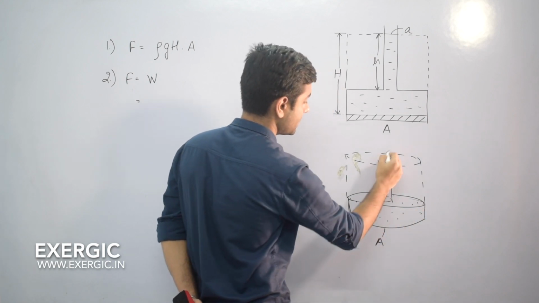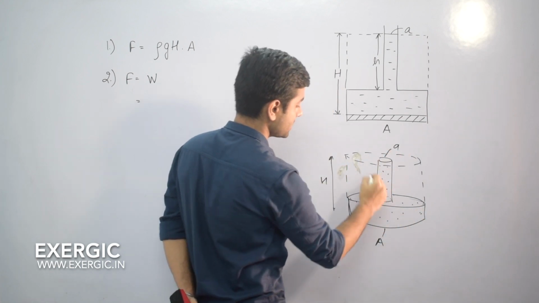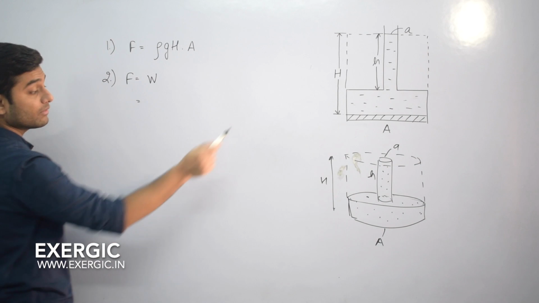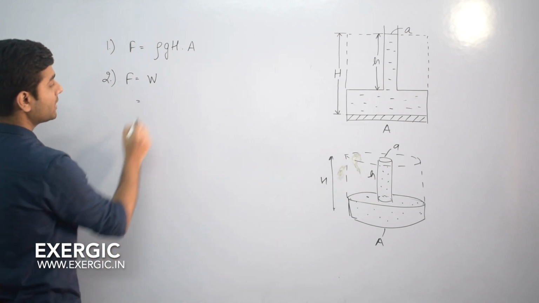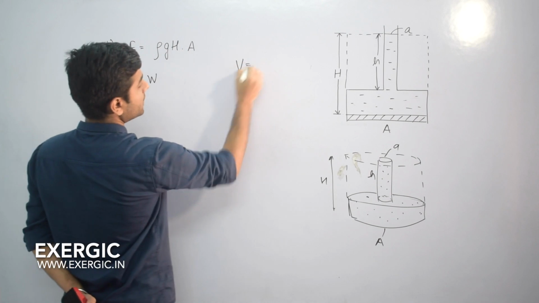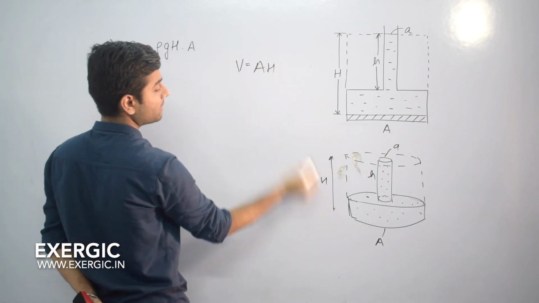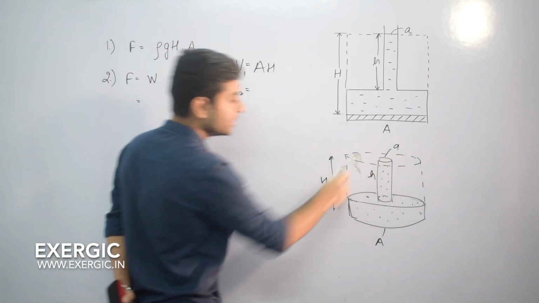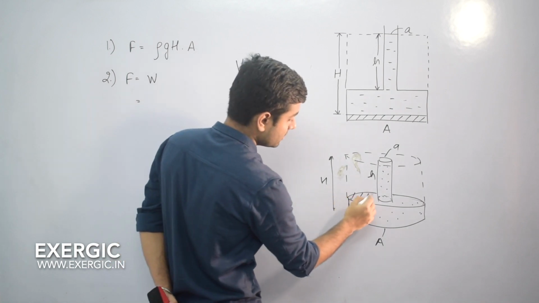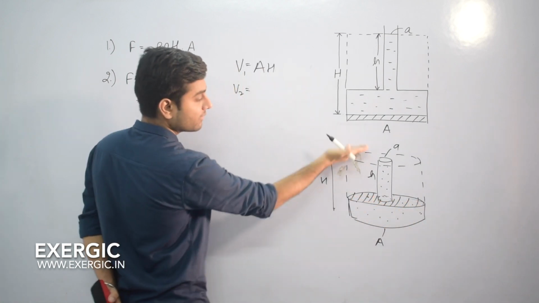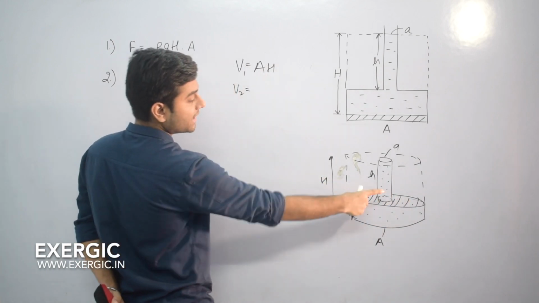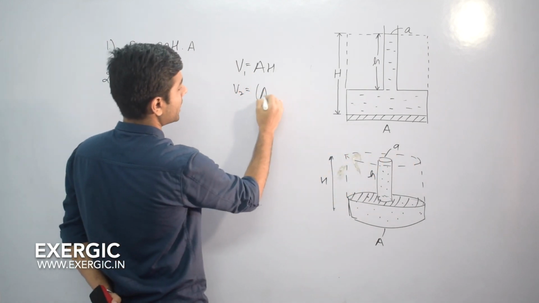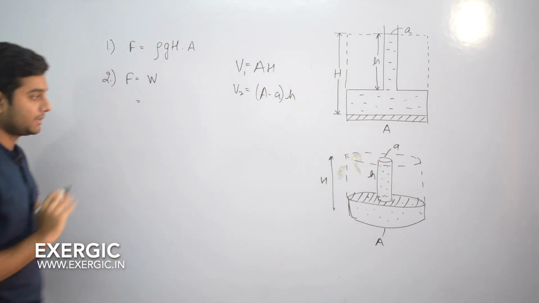This area is capital A, this area is small a, this whole height is capital H, this height is small h, right? So total volume of this cylinder, even those volumes where fluid is not present, will be equal to area multiplied by height, capital A multiplied by capital H, let's call it V1, and V2 is that volume of that void where fluid is not present, the volume above this shaded area, right? So this area is capital A minus small a multiplied by H, so that will give me the volume of the void. So capital A minus small a multiplied by small h, right?